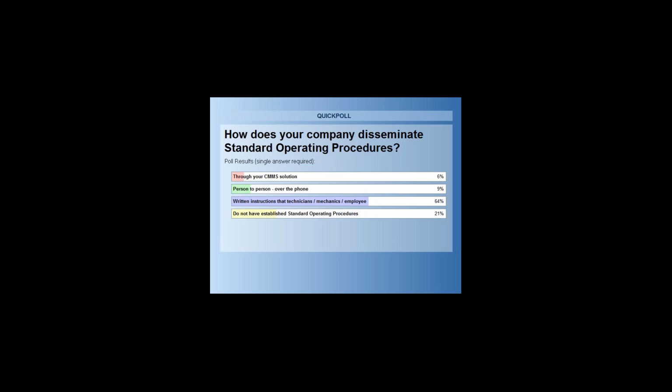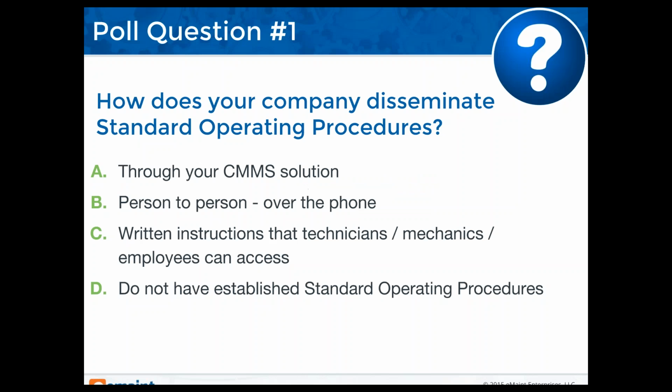9% do it kind of ad hoc or over the phone. 64%, or 2/3, have written instructions, but they're not currently in a system. And then 21% say they do not have SOPs, so they're here to learn more. I guess it is good to see that 2/3 of the people have them. That's great. So I am going to go ahead and turn it back to you, Roy.